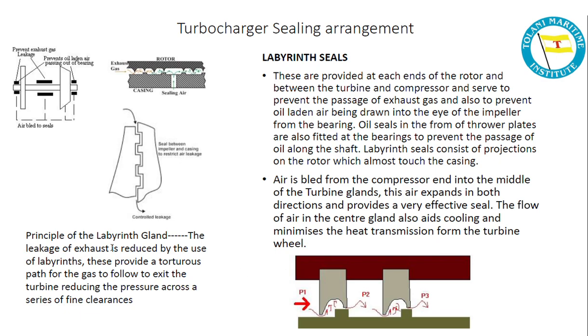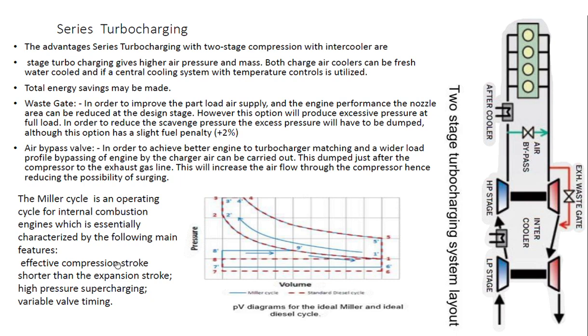Principles of the labyrinth gland. The leakage of exhaust is reduced by the use of labyrinths. These provide a tortuous path for the gas to follow to exit the turbine, reducing the pressure across a series of fine clearances. Now we have seen the diagram wherein we have seen the series turbocharging.